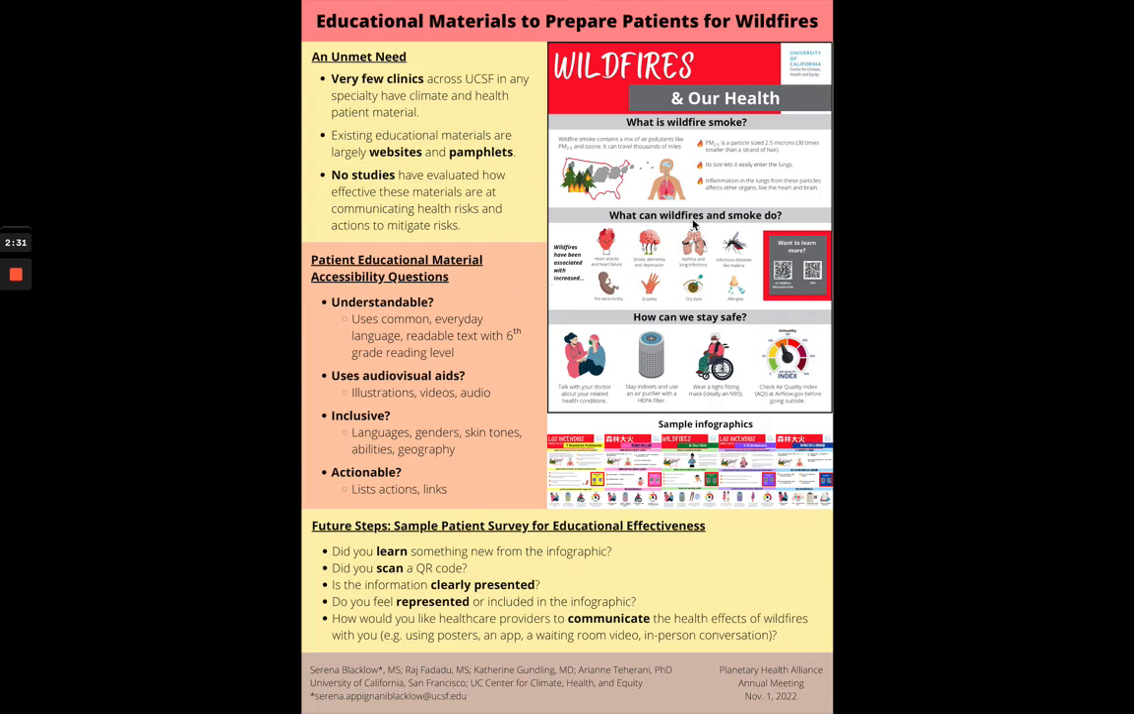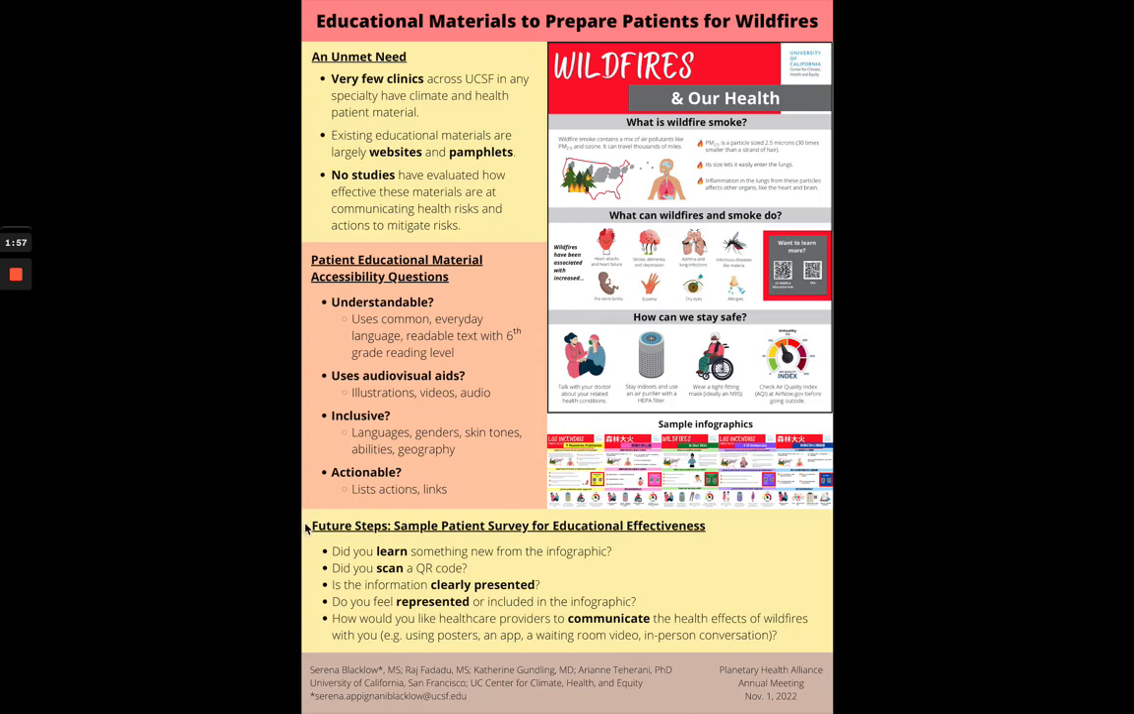So if you look at ours, we have some illustrations, and then we have these QR codes. One that goes to the UC Wildfire Education Hub, which is actually where all of these are housed and publicly available. That's climatehealth.ucsf.edu. And then another QR code that's more specific to the infographic itself. So this one is more general at the EPA, but for lungs, for example, it'll connect to a more lung-specific website.